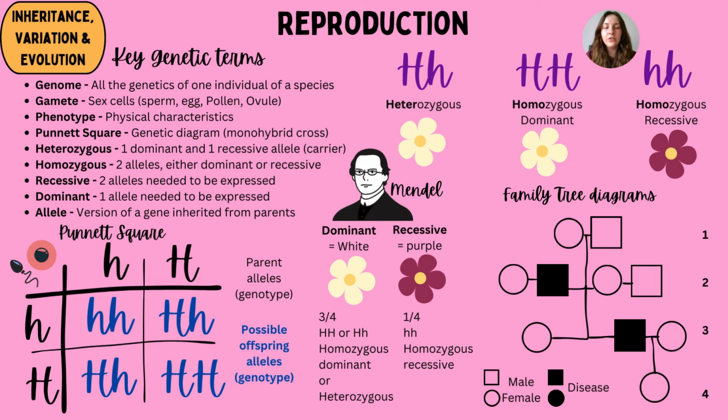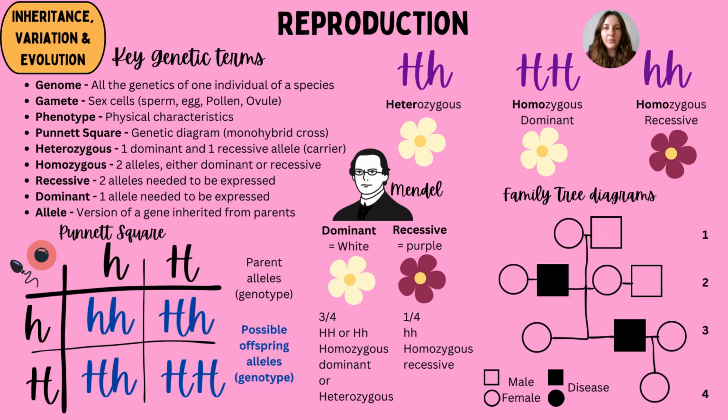An allele itself is just a version of a gene that's inherited from the parent. So, for example, eye color: there are different versions of eye color, blue, brown, hazel, etc. And these are all the different versions, so they are all alleles.